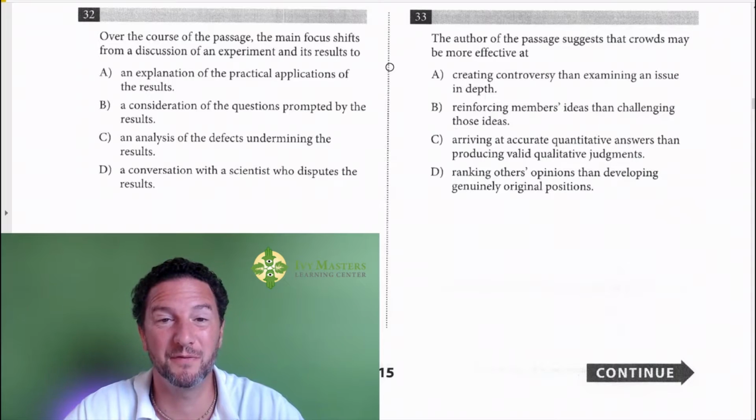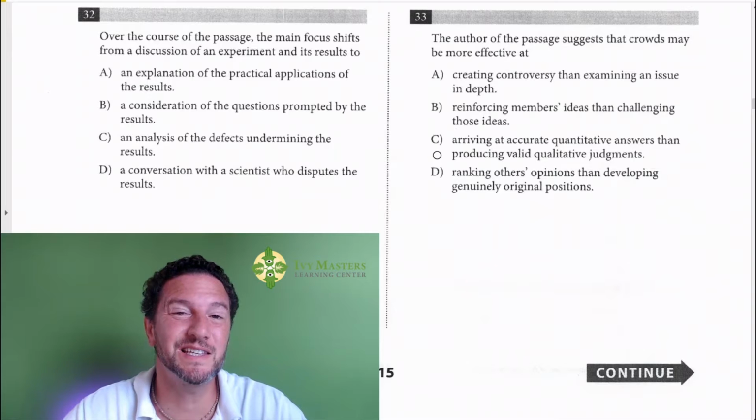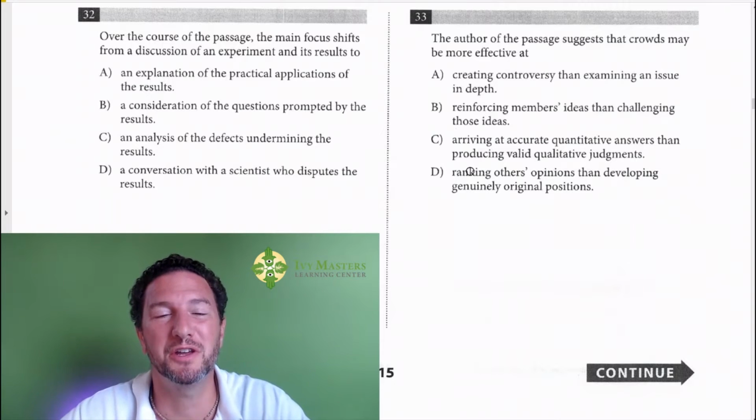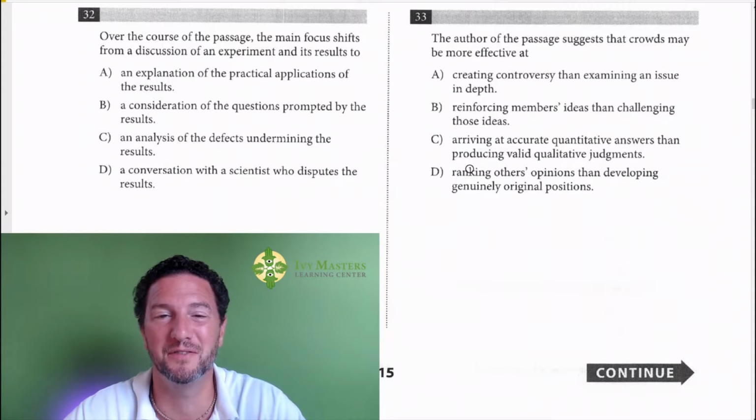Focus shift is bad in photography. It leaves you with blurry photos. On the SAT, though, you might have a question about shift in focus. My name is Paul Psolka, Ivy Masters Learning Center and ivymasters.com.